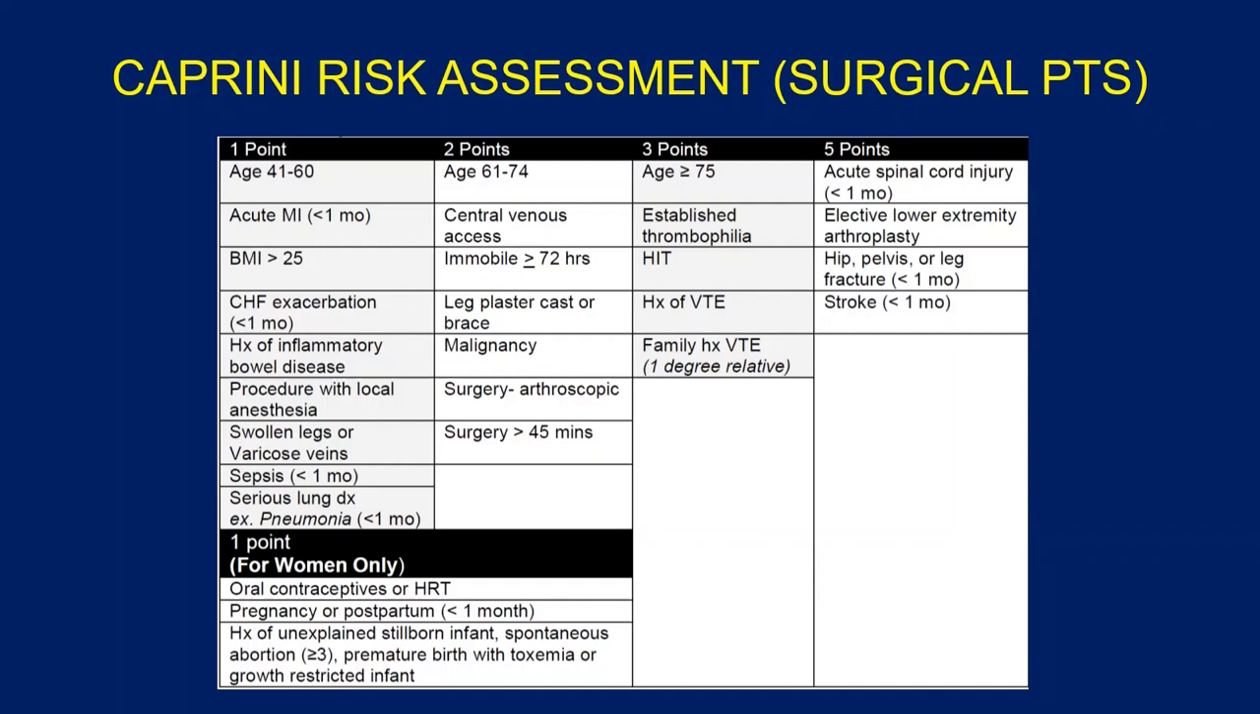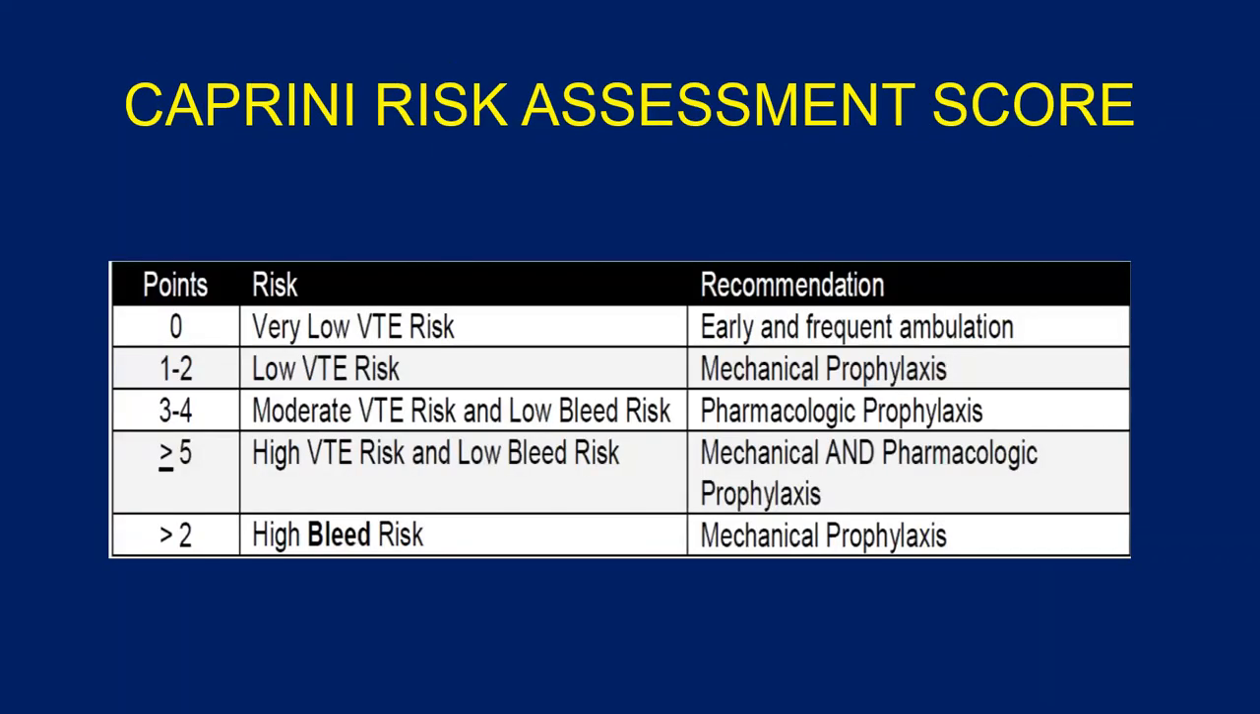So you calculate the points based on that table, and looking at it, if a patient has 0 points, they're very low risk, and the recommendation from that assessment model is early and frequent ambulation. If they have a score of 1 to 2, they're considered low VTE risk, so mechanical prophylaxis is sufficient. If the score is 3 to 4, they're moderate risk and low bleed risk. Pharmacologic prophylaxis is generally reasonable.